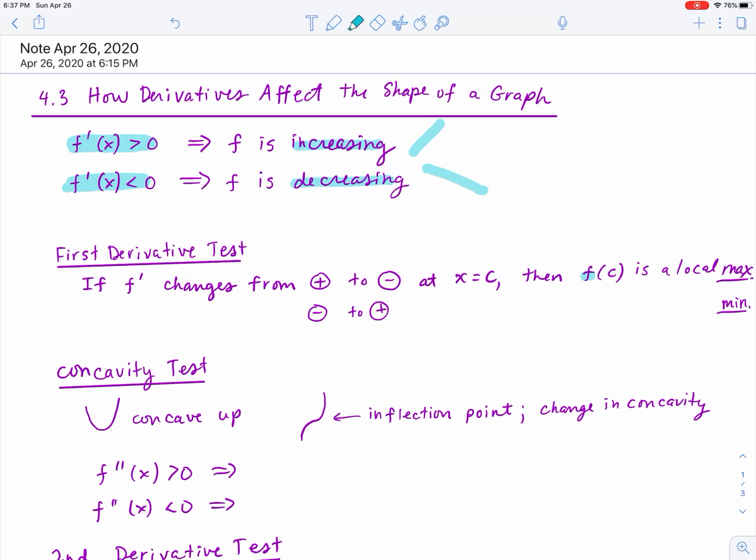the slopes are negative. The first derivative test says that if f prime changes from positive to negative, so let's just take a little look at that. So positive slope to negative slope at x equals c, then f of c is a local max. And if f changes from the other way, from negative to positive, I think you can see that that creates a local min. So what you want to do for the first derivative test is find the first derivative, set it equal to 0, and then make a sign chart.